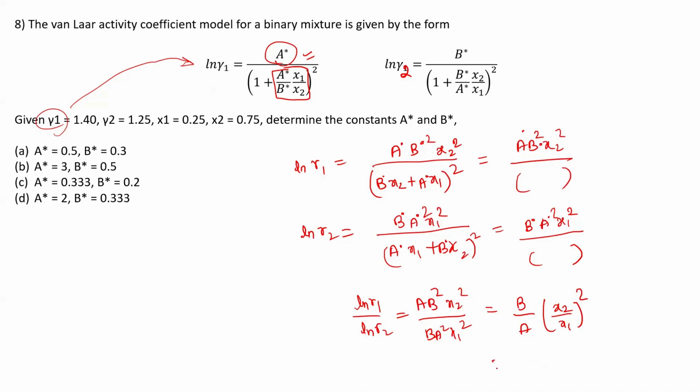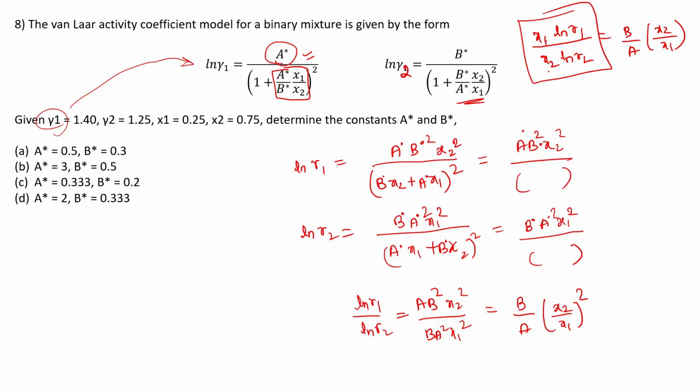Or else I can write x1 ln gamma 1 by x2 ln gamma 2 equals to B by A x2 by x1. So this is what the term is. The inverse of that is here, the same B by A x2 into x1. So now I have it in terms of x1, gamma 1, x2, gamma 2, all of which are known here. Now I will substitute that here.